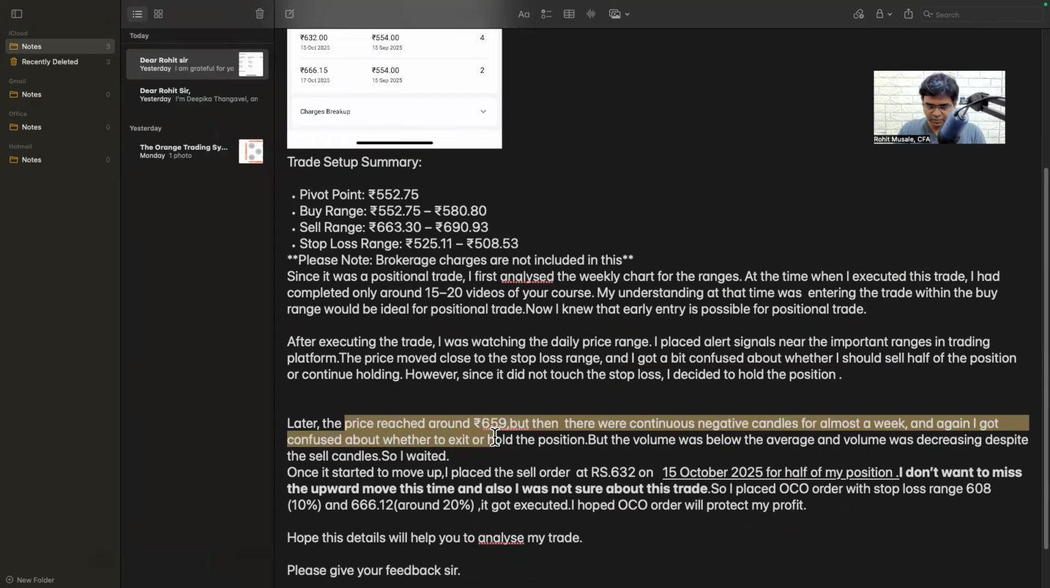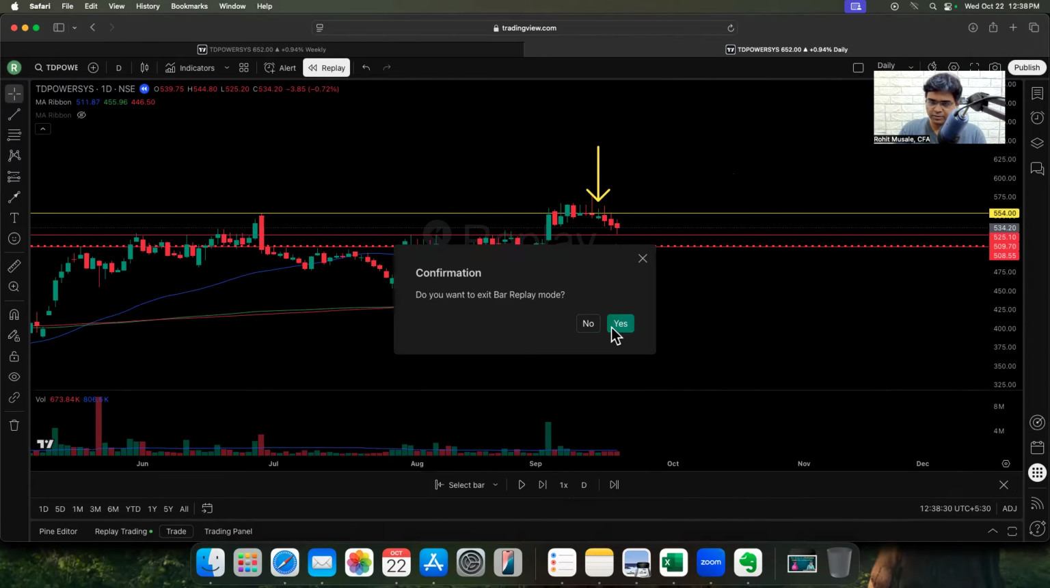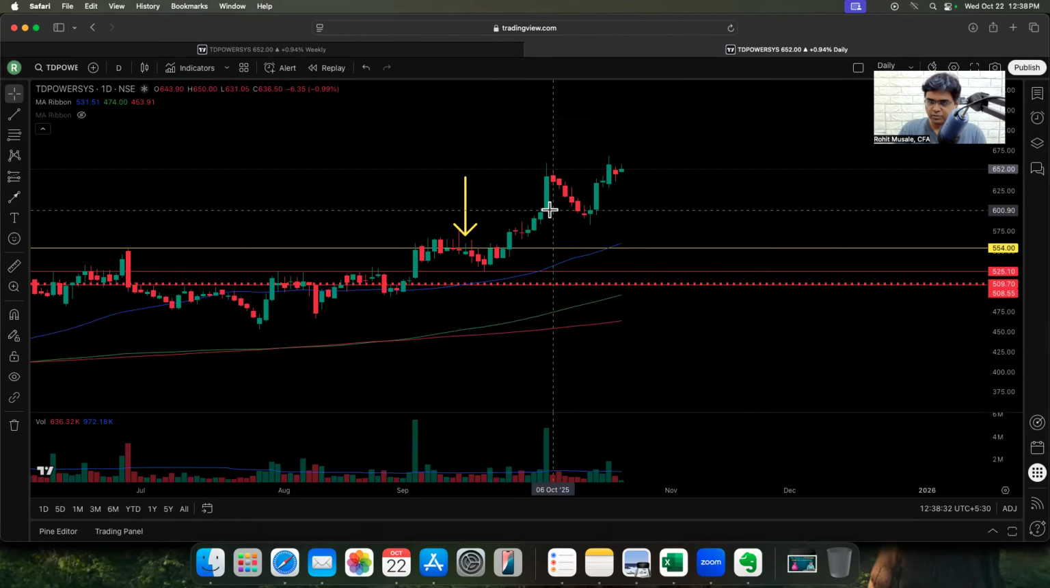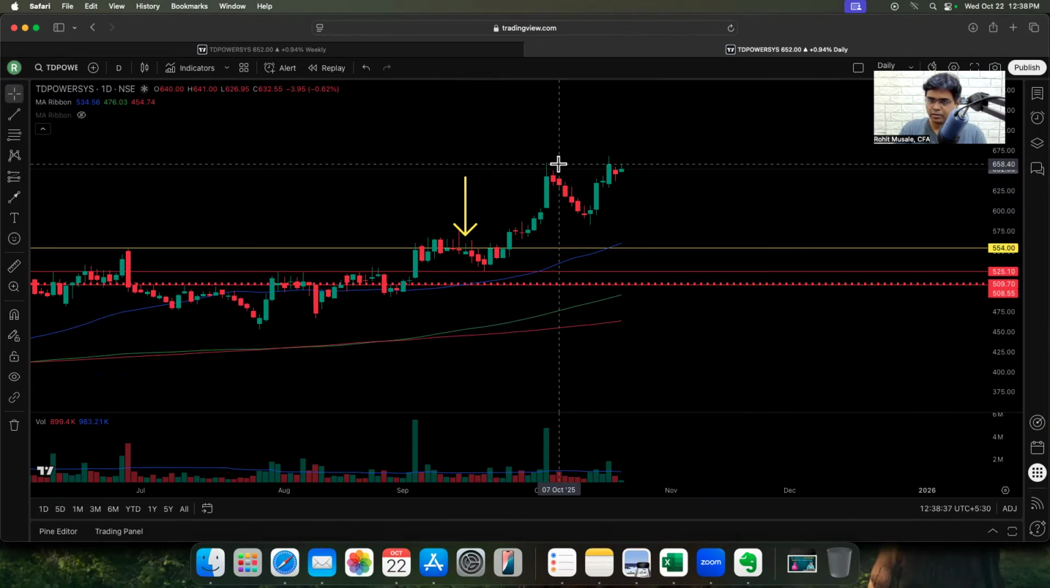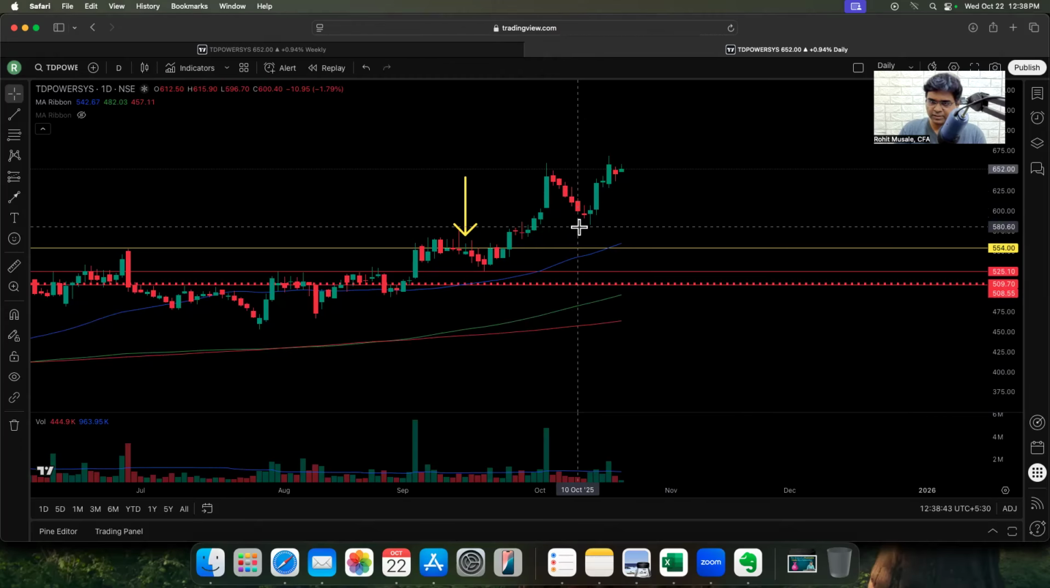Later, the price reached around 659, but then there were continuous negative candles for almost a week. Now she is moving forward. So let me remove this. Now she is talking about the 659 range, this one. She is saying that the price reached here, but there were continuous red candles for 1, 2, 3, 4, 5, 6. This is the period she is talking about.